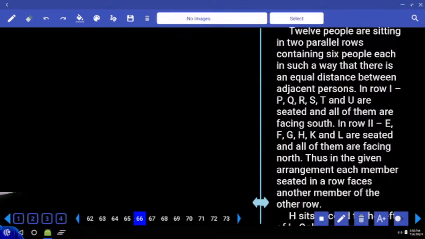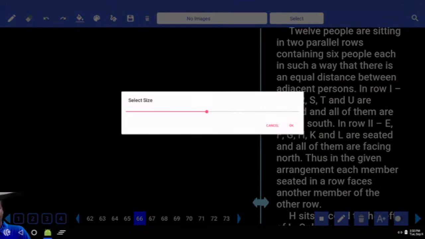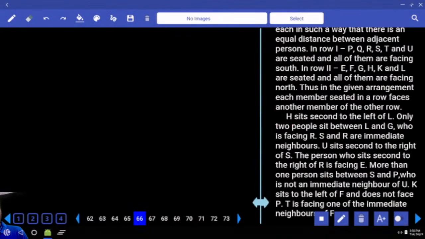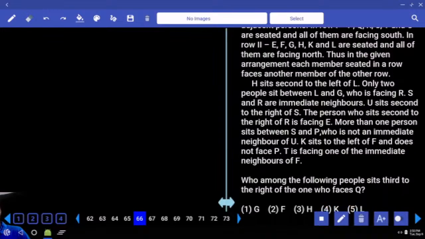Now 12 people were there. Now 6 persons in one row and 6 in the other row. Now parallel rows. Parallel rows first are the second priority. Definitely under the first priority.